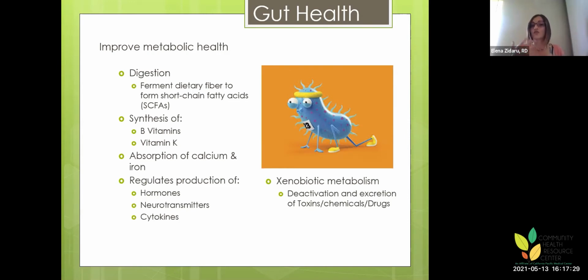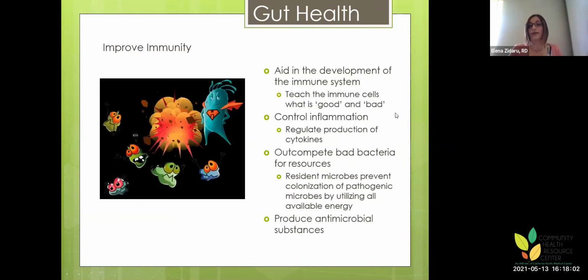Also, the synthesis of B vitamins and K vitamins happens through the gut bacteria. Absorption of calcium and iron can be regulated and improved by that, and it also regulates the production of hormones, cytokines, neurotransmitters. And it's important because they can also deactivate and excrete some toxins and chemicals and drugs in our body. So all those roles can actually affect our metabolic health.